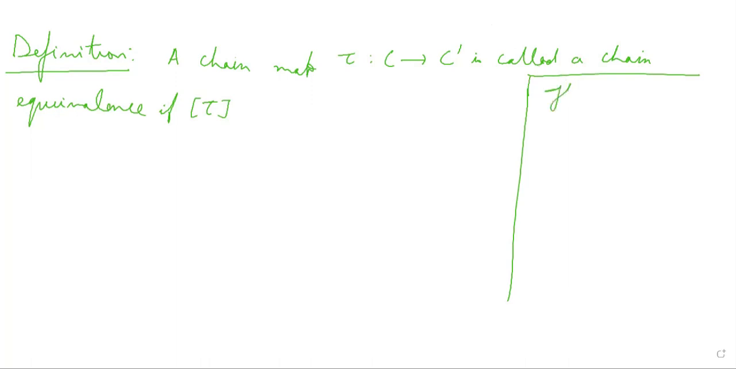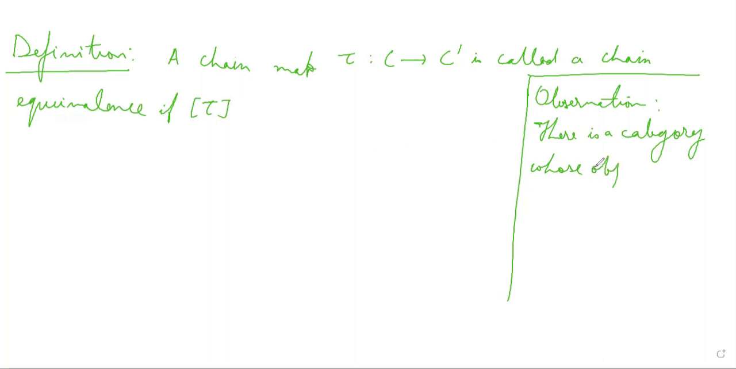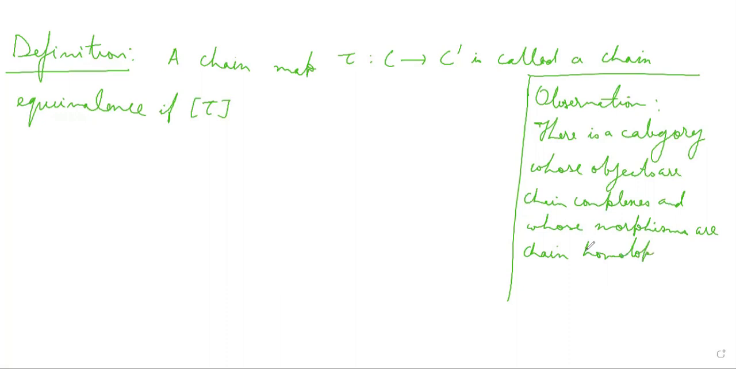So this is an observation. There is a category whose objects are chain complexes and whose morphisms are chain homotopy classes.